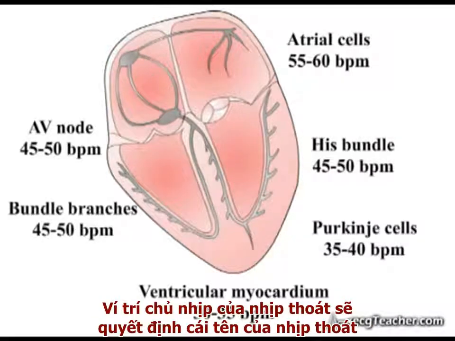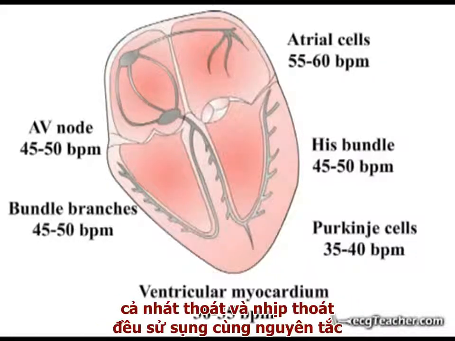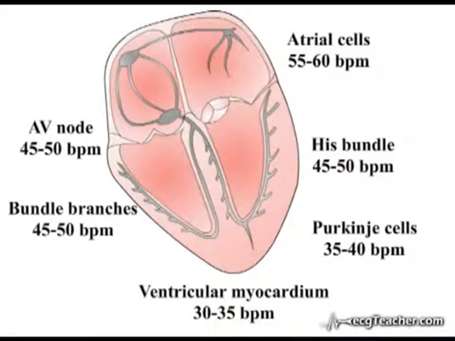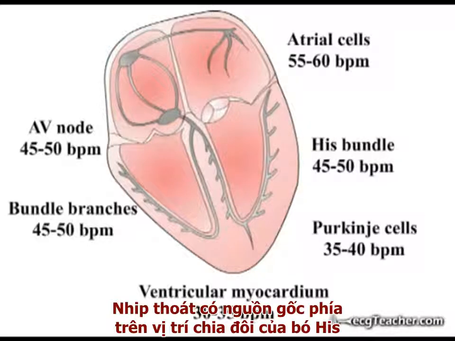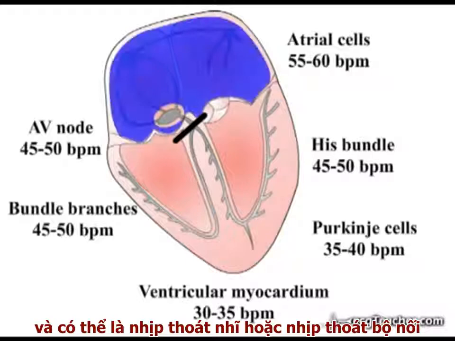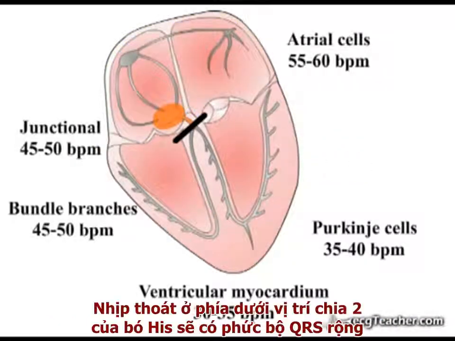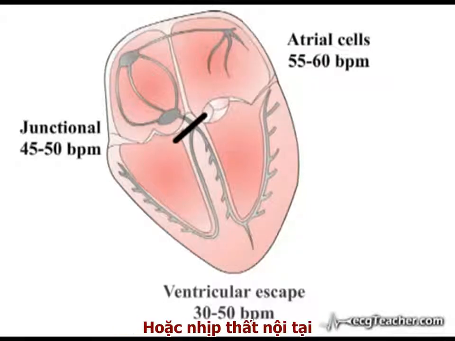The site of origin of an escape rhythm gives it its name, and the site of origin for both escape beats and escape rhythms can be determined using exactly the same rules we've applied to the analysis of tachyarrhythmias. Escape rhythms arising above the bifurcation of the bundle of His will be narrow complex and may be atrial or junctional. An escape rhythm arising below the bifurcation of the bundle of His is broad complex and is termed a ventricular escape or idioventricular rhythm.